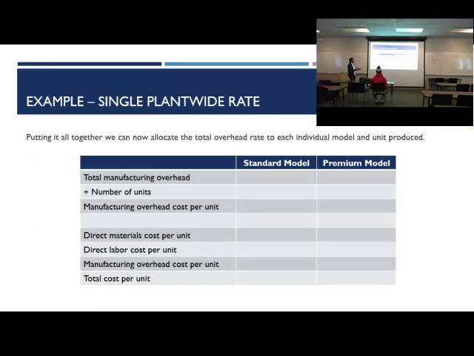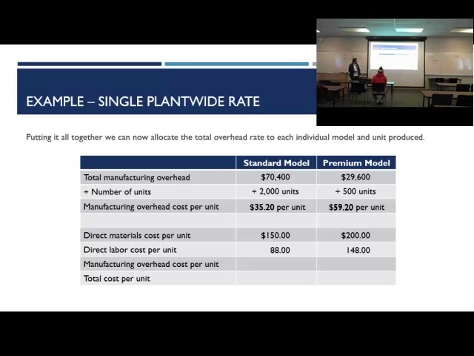All right, so if we want to take a per unit cost, we can take our total manufacturing overhead divided by the number of units that we expect to produce, and we get 35.20, which matches here, and 59.20, which matches over there, so we know we did the math right. Add them all down across the board, 273.20 and 407.20. So that's how we know we did it right. This is another way you can calculate it.